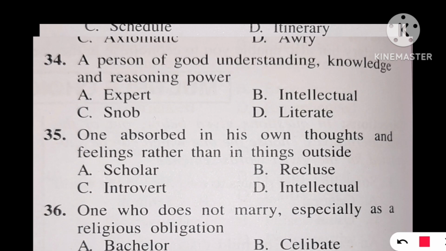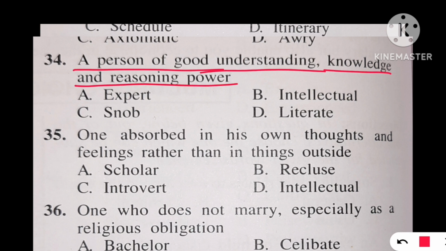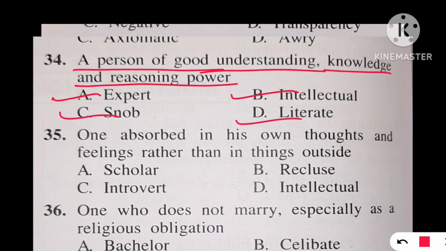Question number 34. A person of good understanding, knowledge, and reasoning power. They are called expert, intelligent, snob, and literate. Correct answer is option B, intellectual.